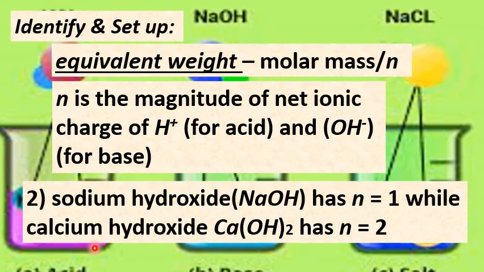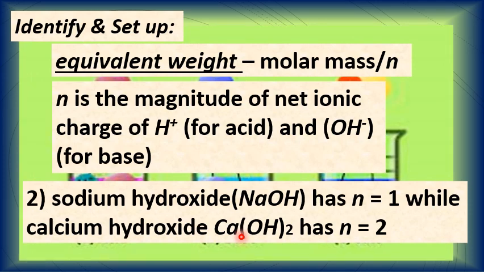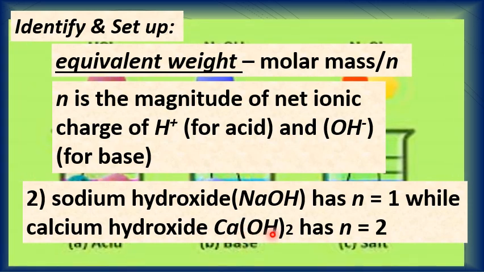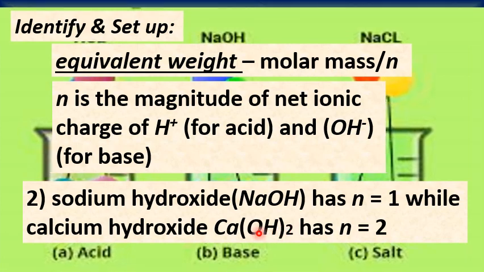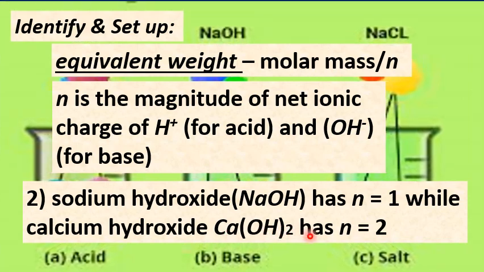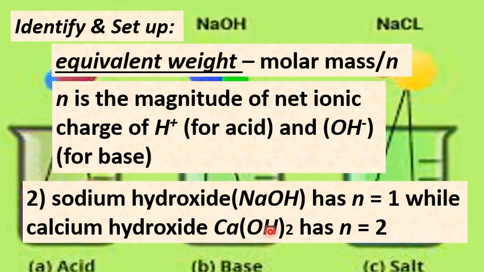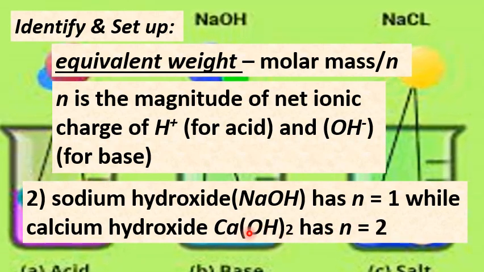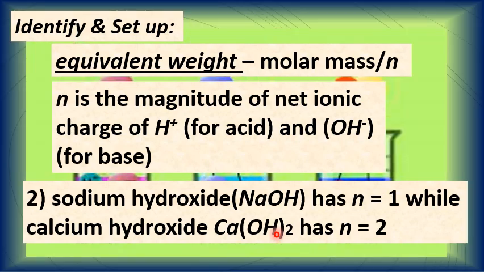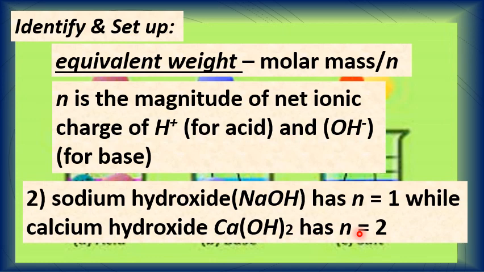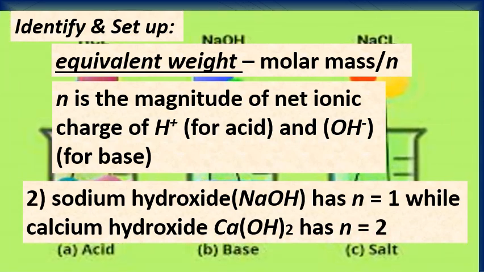While in the case of calcium hydroxide, whose formula is Ca(OH) sub 2, this compound has the small letter n value equal to 2 because, as shown in the formula, there are two hydroxide negative ions. And so therefore, its n value is equal to 2.